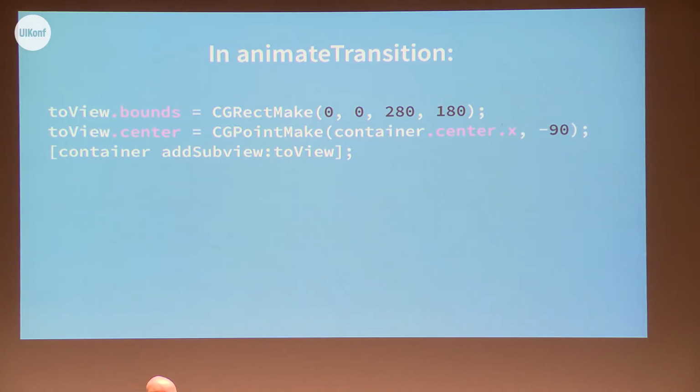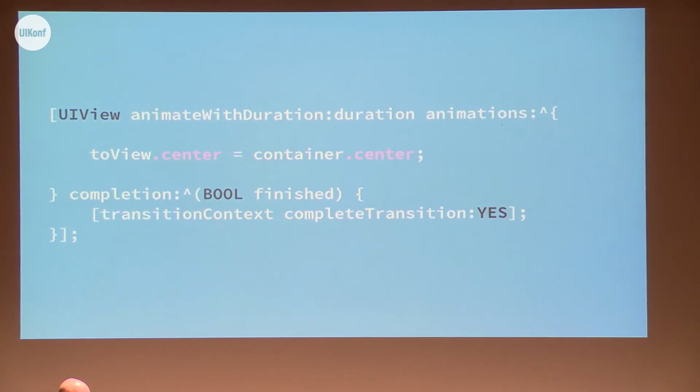So if we wanted to build that example top-down transition with alert view style, in animate transition we set the bounds to something smaller. We set the center to the top of the screen. We add the to view to the container, and then we animate it to the center, and when the animation completes, we complete the transition. So that's the pattern.